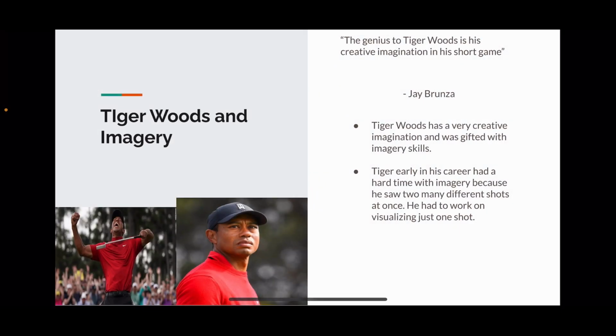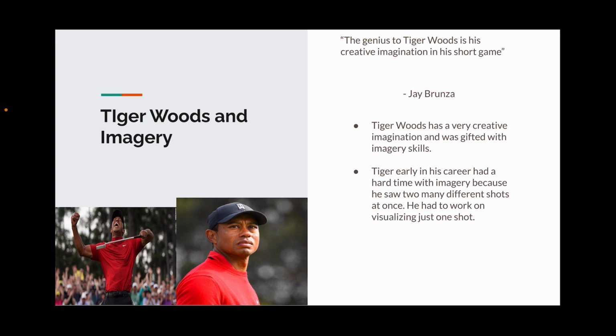Next, Tiger Woods and imagery. Tiger Woods, one of the greatest to ever play the game. There's a great quote that the genius to Tiger Woods is his creative imagination in a short game. Tiger Woods has just an incredible imagination in general, with coming up with different shots in different situations. He has a very creative imagination and was gifted with imagery skills.